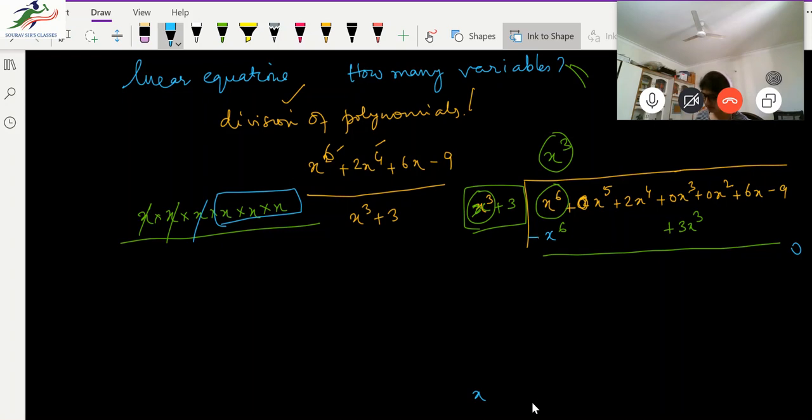So I subtract this as we do normally for our division. So this becomes 0, and then we have 2x^4 and minus 3x cube. This is what we have, right? And we have plus 6x minus 9.